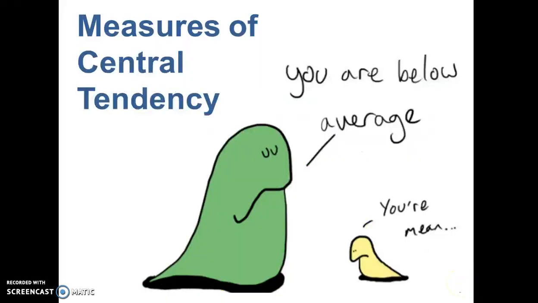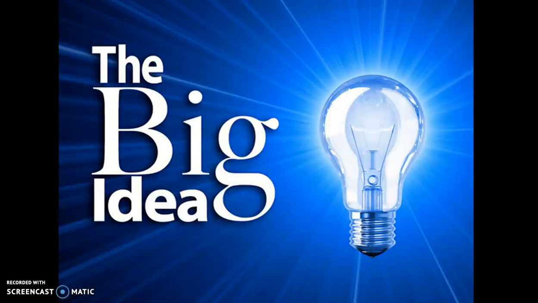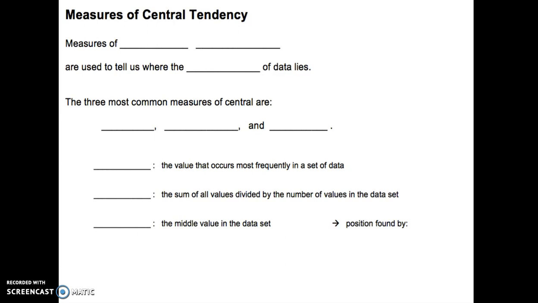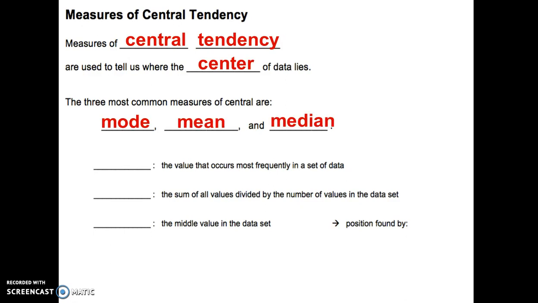To your lesson on measures of central tendency. This is a very big idea in mathematics and statistics. Please be ready to take notes on the notes page that has been provided to you. So first of all, measures of central tendency are used to tell us where the center of data lies. So these measures will tell us all about the center of a data set. The three most common measures of central tendency are mode, mean, and median.